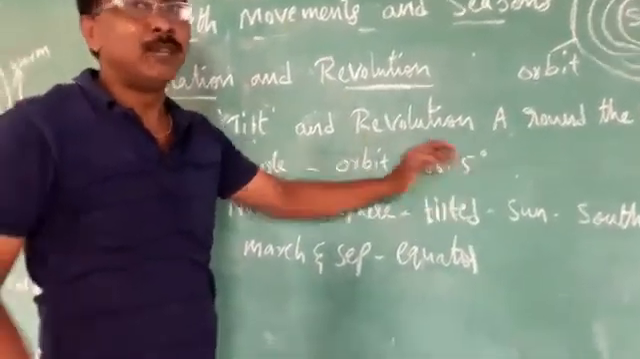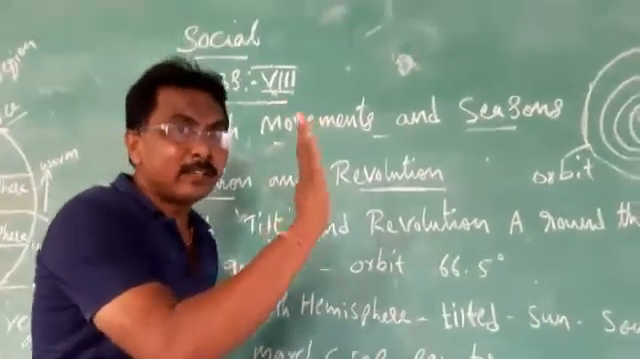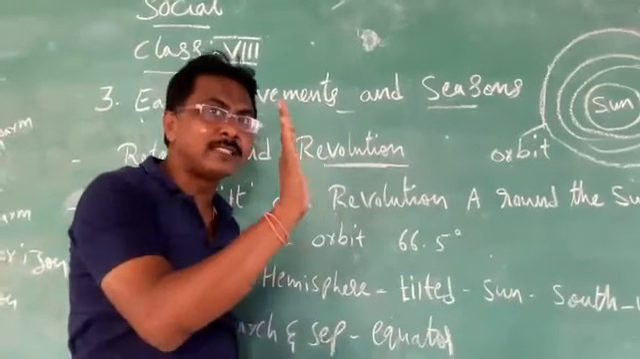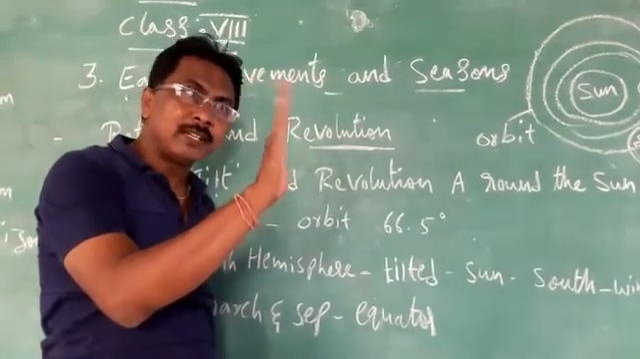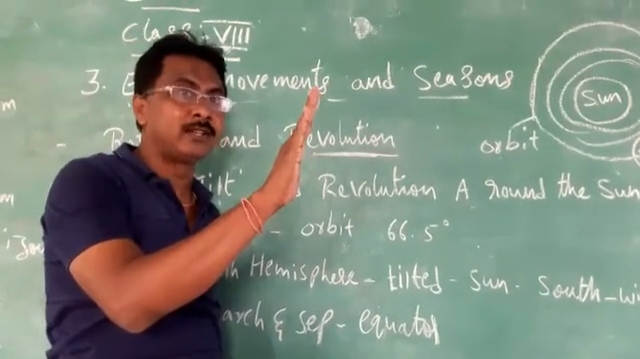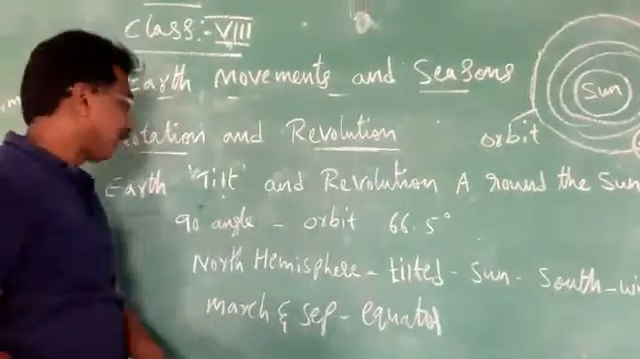66.5 degrees angle. You see, it is 90 degrees. Now suppose you assume that it is an earth globe ball. It is 90 degrees, but if it is like this, it means 65 degrees. So it is tilted and it is moving. That is about 66.5 degrees.